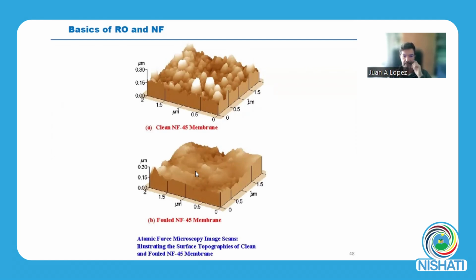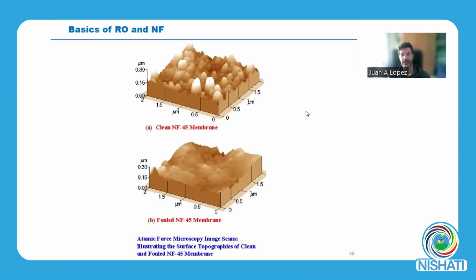And here you can see that this is a fouled membrane. This is full of colloids, organic molecules, and bacteria. So they find places to hide. They can settle in these valleys. And so the water turbulence is not good enough to remove all these colloids, bacteria, particles. So these membranes are much easier to foul than the cellulose acetate membrane.